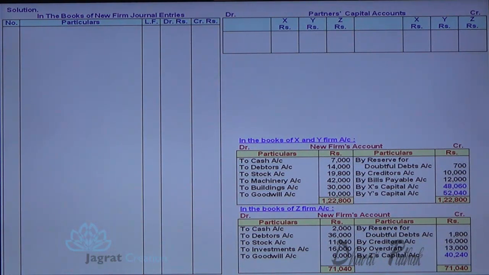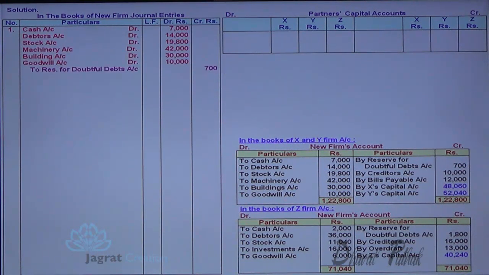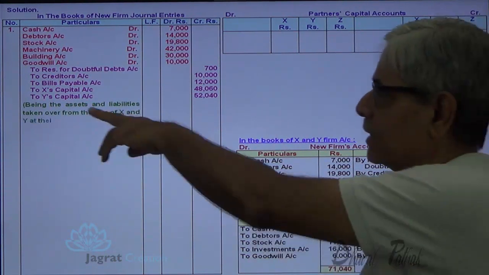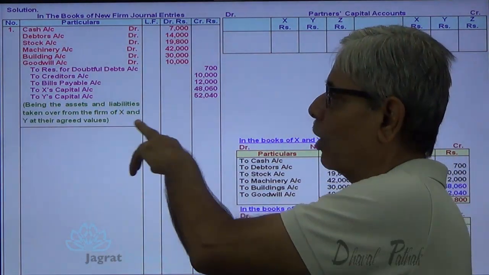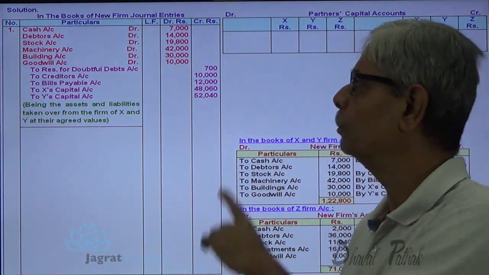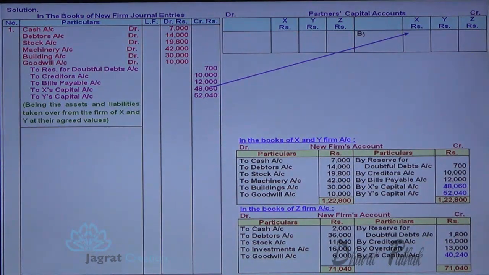Let me start journal entries in the books of the new firm. Cash account debit, debtors account debit, stock account debit, machinery account debit, building account debit, goodwill account debit, to reserve for doubtful debts account credit, creditors account credit, bills payable account credit, X capital, Y capital account credit, being the assets and liabilities taken over from X and Y at their agreed value. And I will write in the capital account X and Y, sundries.